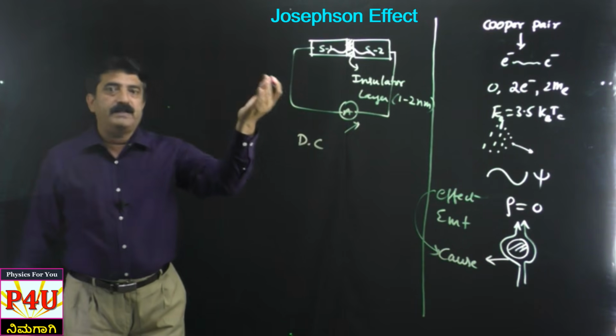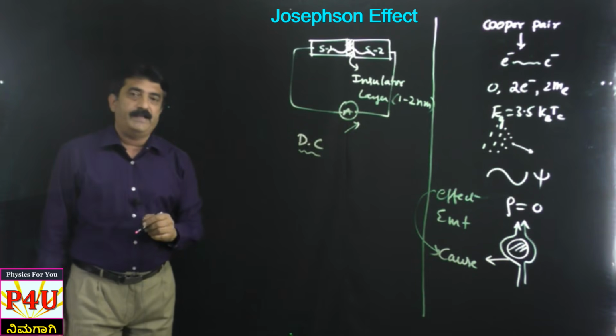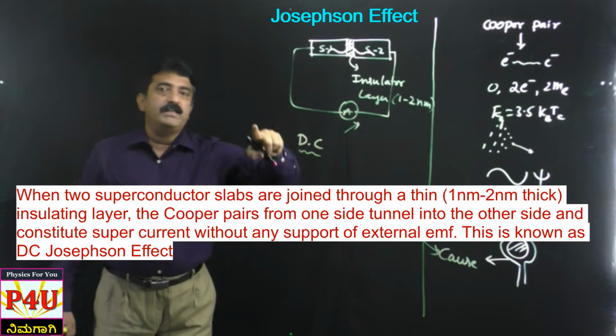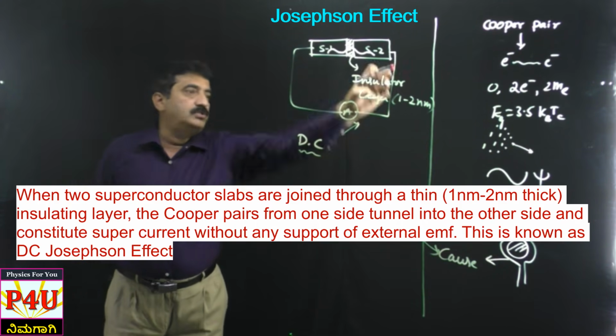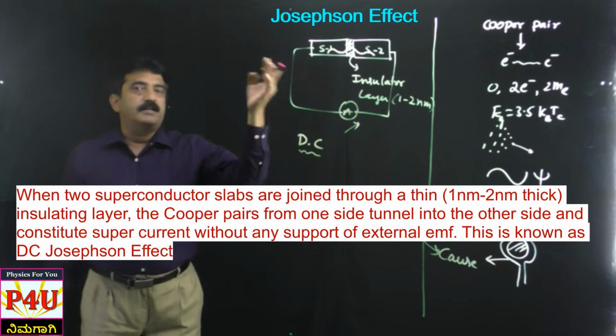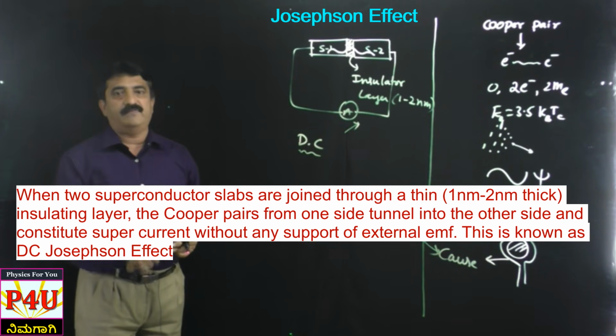What I actually explained is the DC Josephson effect. What do you mean by the DC Josephson effect? Dear students, look at the circuit. I have not connected any source of EMF. Still I am getting current. That too, single direction current, that is a DC current. This is nothing but the DC Josephson effect. So what I explained is the DC Josephson effect only.